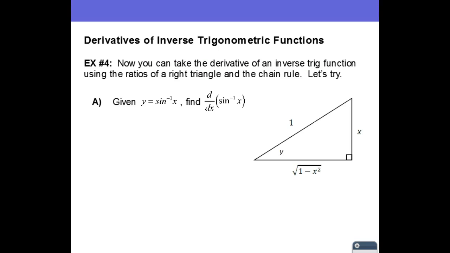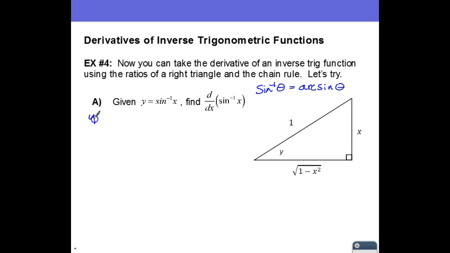Next, let's look at example 4. Derivatives of inverse trigonometric functions. So given that y is equal to the inverse sine of x, they want us to find the derivative of inverse sine. Inverse sine is sometimes also called the arc sine, and so you may see either notation.